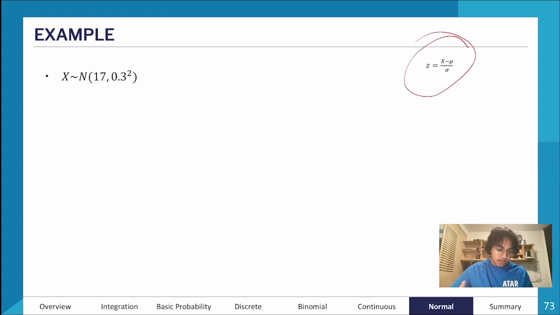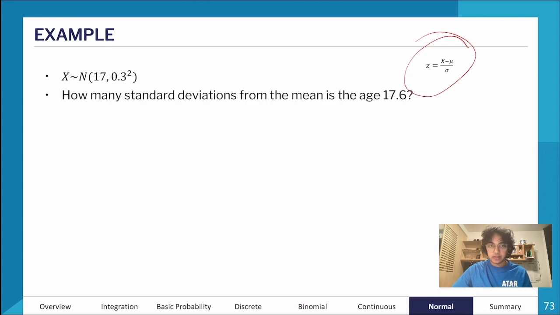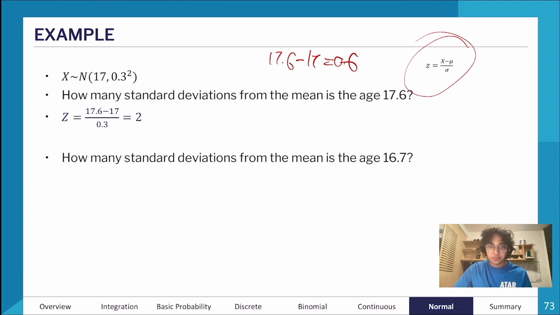So let's say we have the same sort of distribution as before, mean of 17 with a variance of 0.3 squared. So how many standard deviations from the mean is the age 17.6? Okay, so let's try to work that out. We just chuck that into our equation. So 17.6 minus 17 divided by 0.3. 17.6 minus 17 is equal to 0.6, and 0.6 divided by 0.3 is just equal to 2.